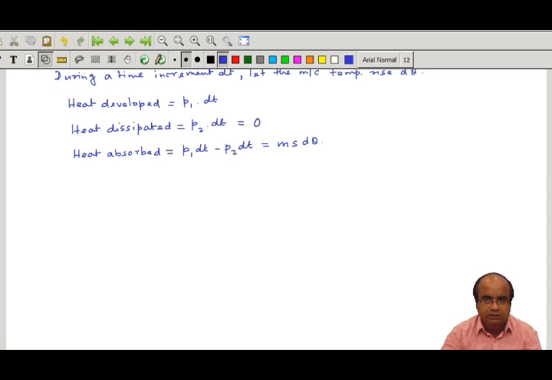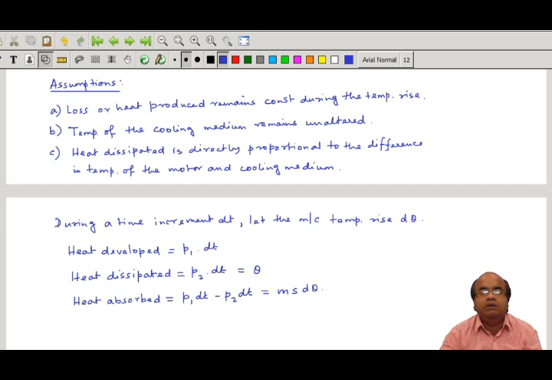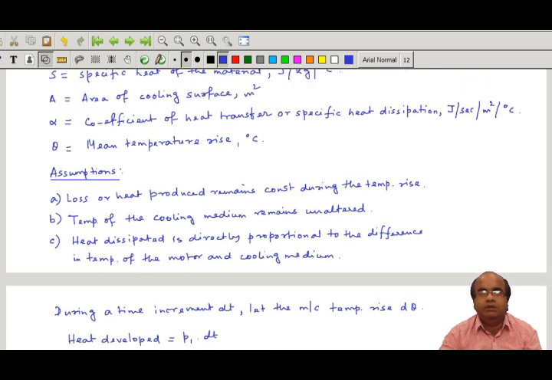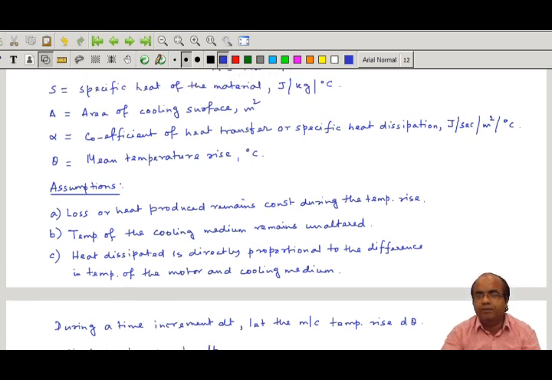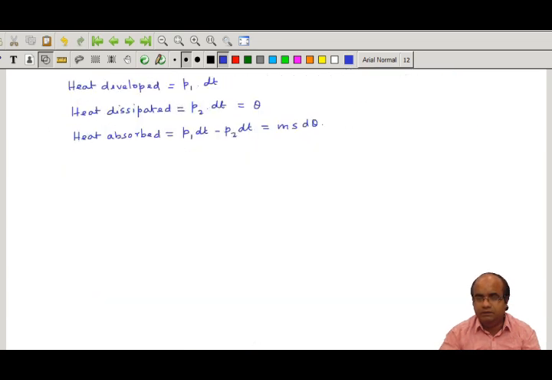theta. What are the parameters? Theta, coefficient of heat transfer is alpha, and the cooling surface A. That is theta alpha A.